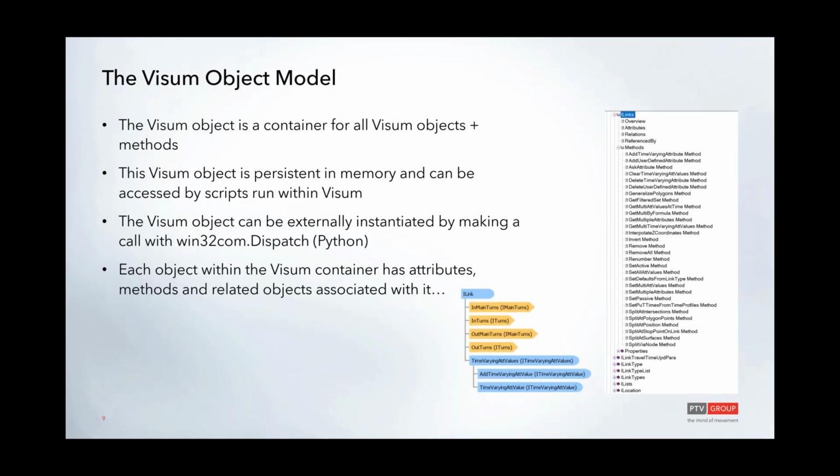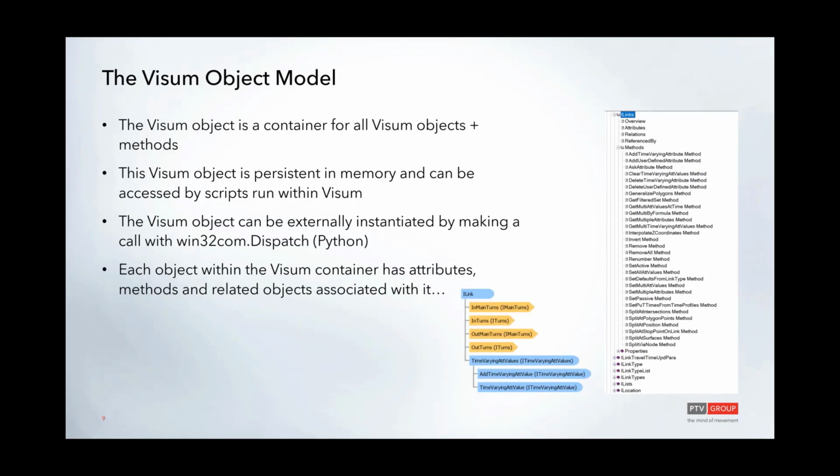You can simply access that as visum.net.links and such. But if you want, you can also automate Visum by calling it externally. This way, you would use a COM dispatch in Python and create that Visum object explicitly and then operate on that Visum object container accordingly.